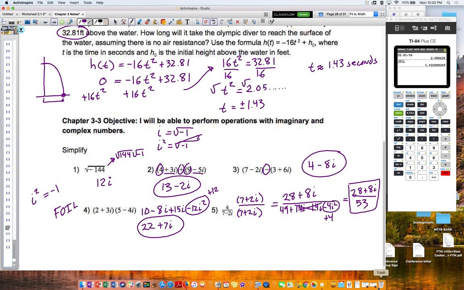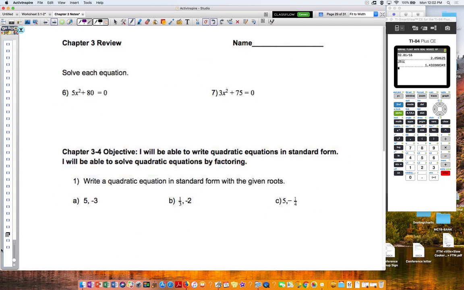All right, that takes care of, I apologize. Go on to the next page here. We got 2 more problems where 3.3. So here now you're asked to solve each equation. So just undo operations, do your inverse operations. So we subtract 80 from both sides. I have 5x squared equals negative 80. Divide by 5. X squared equals negative 16.